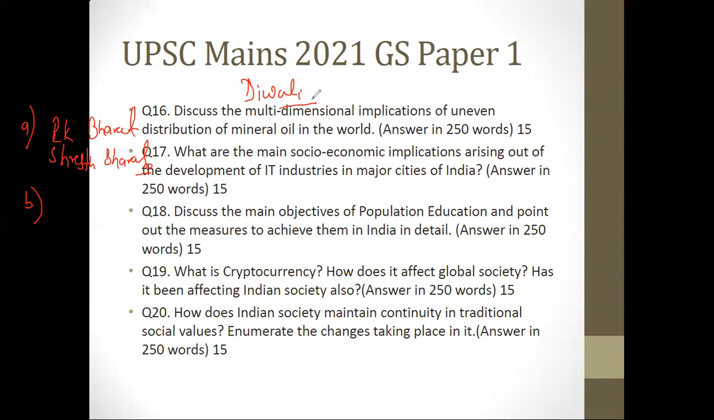Then you can conclude that change is the only constant in life. But in spite of all the changes which we have witnessed, of modernization and all those things, we have been able to maintain continuity in our traditional social values, which are based on the concept of Vasudhaiva Kutumbakam. Again, you can use that Vasudhaiva Kutumbakam anywhere and everywhere.